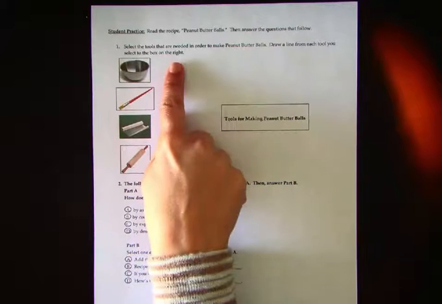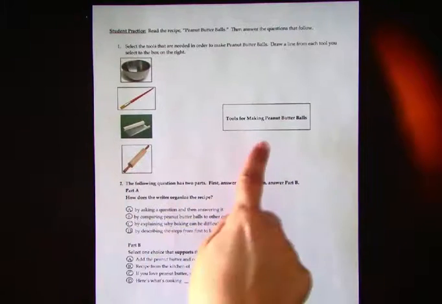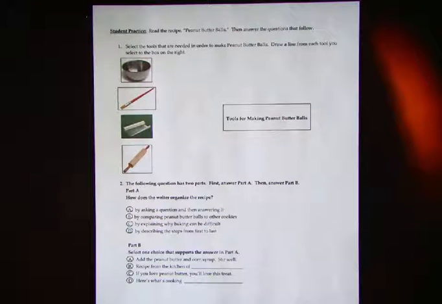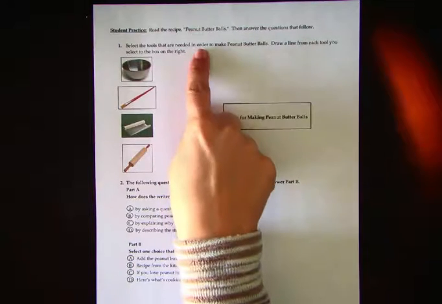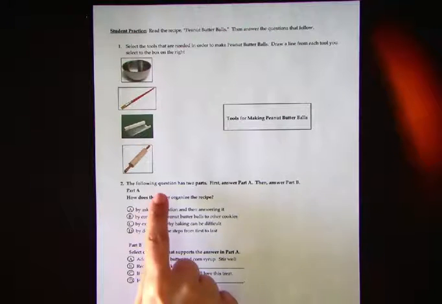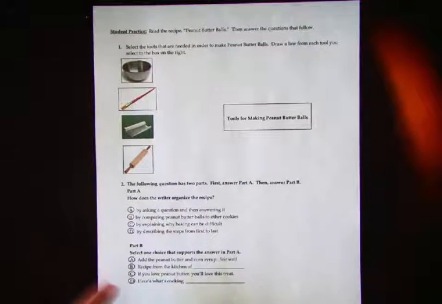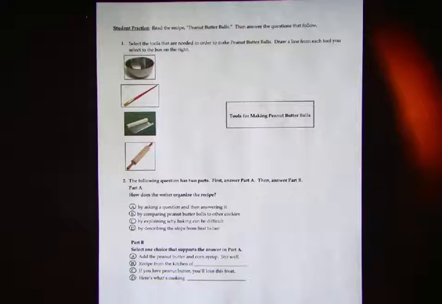Question 1 asks, select the tools that are needed in order to make peanut butter balls. It says draw a line from each tool to the box on the right. So that tells me in order which one goes first, which one goes second, so I want to make sure I pay attention to that. Then it says the following question has 2 parts, so I have to answer part A and then do part B.